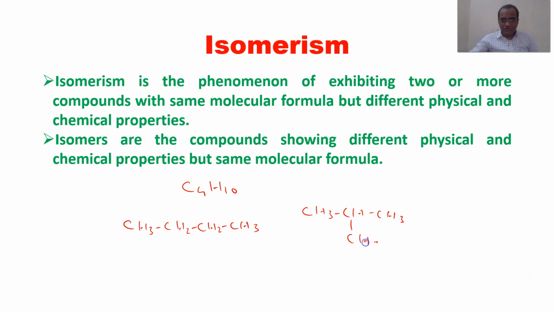It is isobutane. It is a branched kind of compound, but we see the number of carbons is 4 and the number of hydrogens is 10. And in this compound again the number of carbons is 4, and the number of hydrogens is 10. The only difference between these compounds is that they have a different structural presentation. Such kinds of compounds are said to be isomers. The compounds showing different physical and chemical properties but the same molecular formula, and particularly different structures, come under the class of structural isomerism.